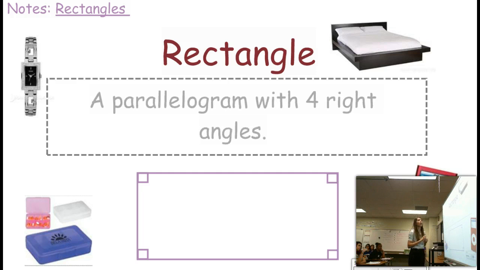So, you are a rectangle if you have 4 right angles. That is number 1 under rectangles. 4 right angles. You know where yours is, Tori?